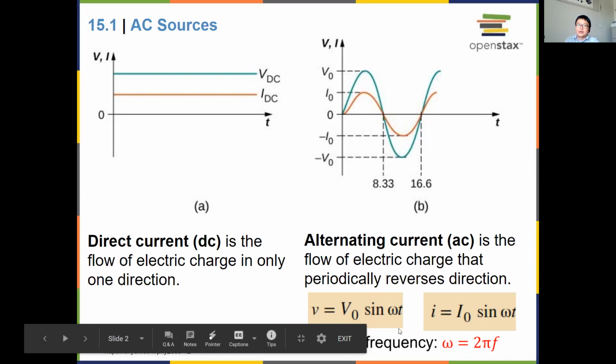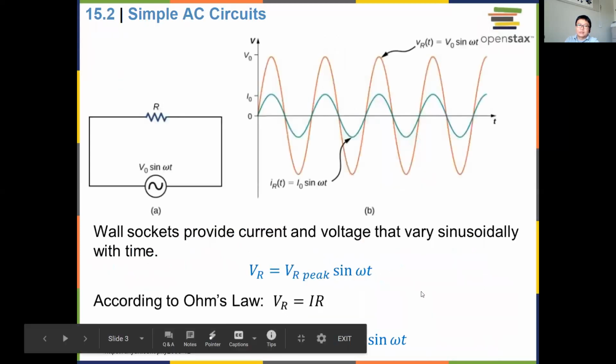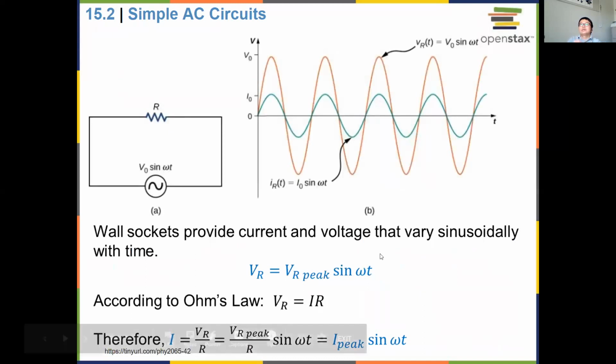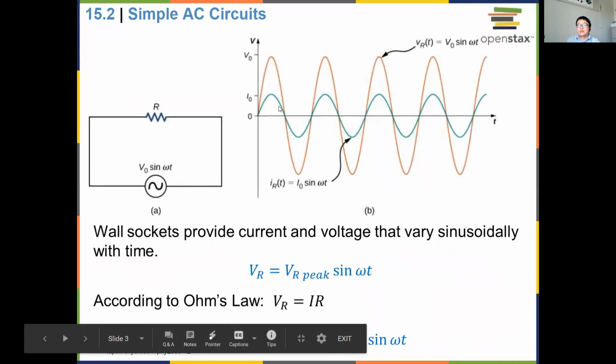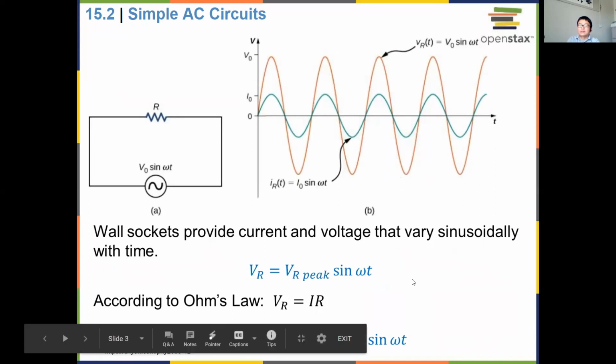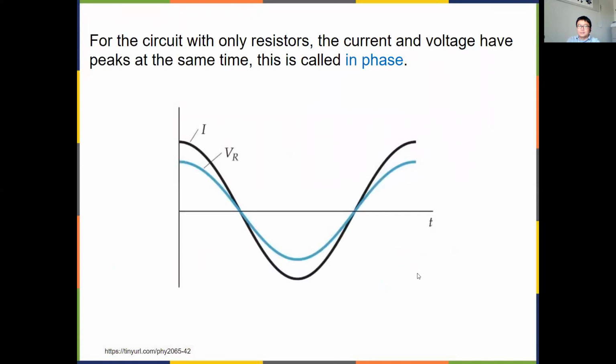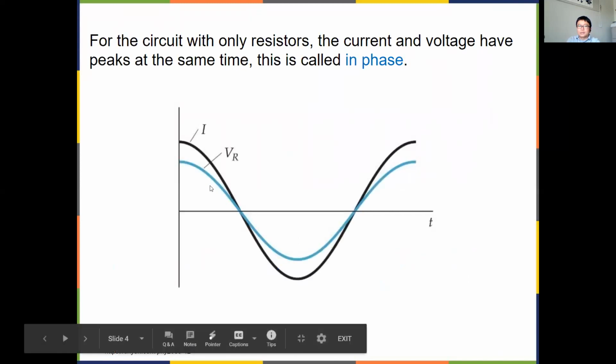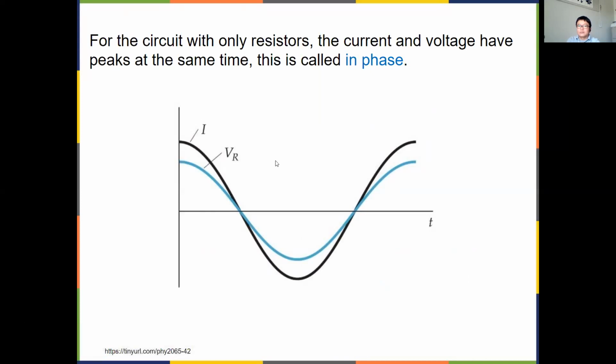And if you have a resistor in the circuit, then I is also a sine function with a maximum of I naught. When you have a resistor in an AC circuit, the peak of the voltage and the peak of the current happen at the same time. So we call them in phase. They have the same sine function. That means in the argument of the sine function, there's no phase difference.